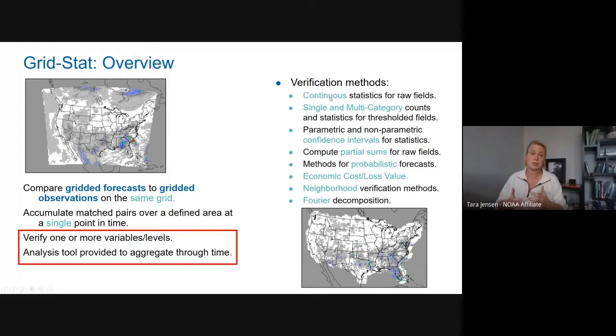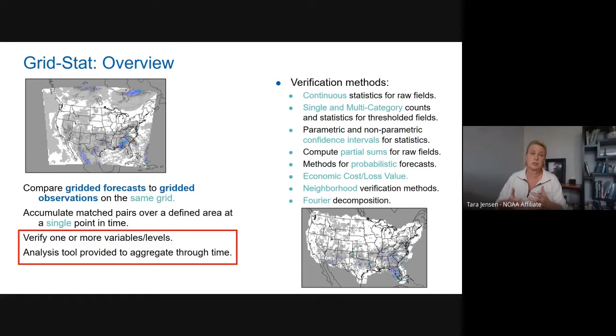So the verification methods that are included in here are continuous statistics, single and multi-categorical statistics. We do have the ability to turn on computing confidence intervals for the statistics that are computed at a single point in time, if that is meaningful for you. We compute the partial sums so that you can store the data in a more compressed format than the full matched pair records, so that a subset of statistics can be computed. We do have methods for computing statistics for probabilistic forecasts that are in gridded formats, and things like computing the economic cost loss value, which is more in the realm of probability. We do have neighborhood verification methods.